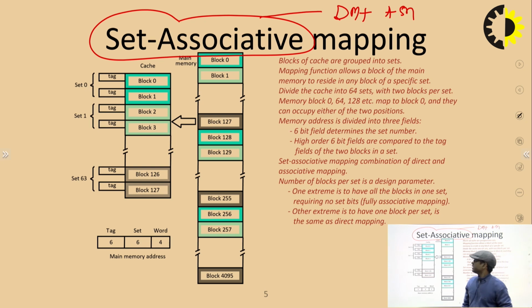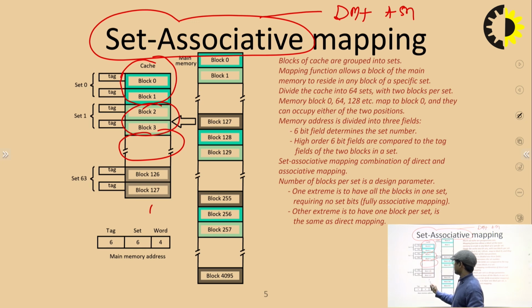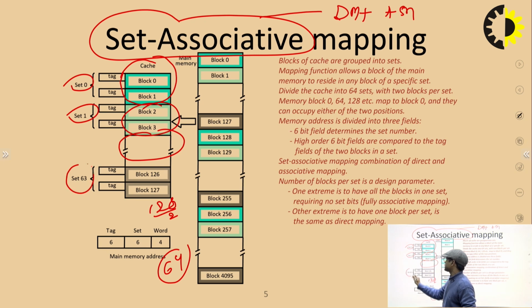So what they have done is grouped the blocks of cache depending upon the set size. So now this is a set of 2 blocks. So this is another set of 2 blocks. Likewise, there will be other sets. So out of 128 blocks present in the cache memory, if we divide by 2, a total of 64 sets are available here. So set 0, set 1, and this is set 63, a total of 64 sets.